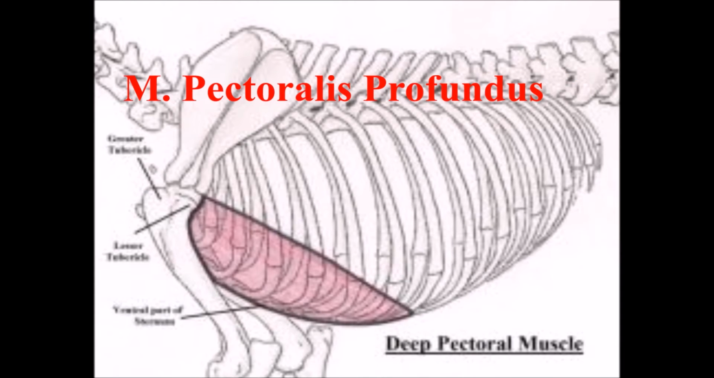M. pectoralis profundus is also called the deep pectoral muscle and is not seen in the picture because it is covered by the pectoralis superficialis. However, it originates on the cranial sternum, on the ribs, and on the abdominal fascia. It inserts along the craniomedial humerus. It is a strong abductor of the forelimb and is also important in weight bearing. It helps in advancing the trunk when the limb is fixed on the ground.